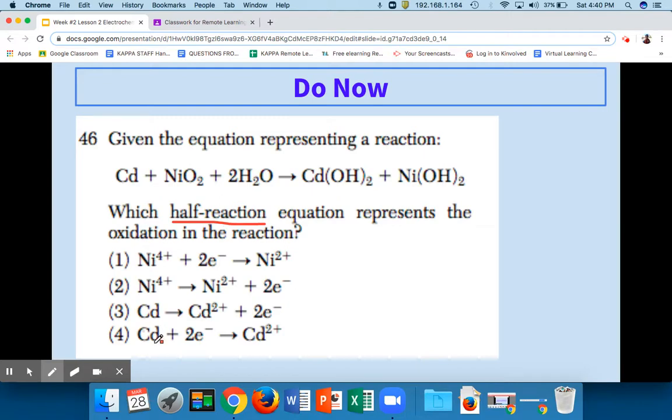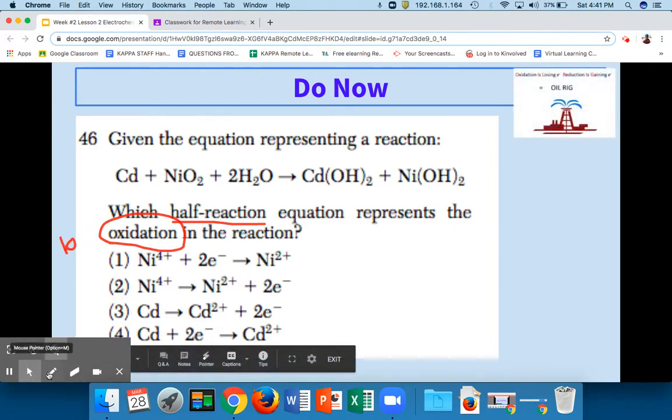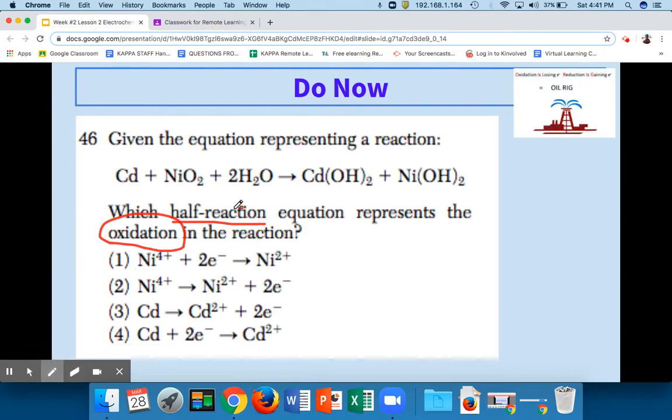How do we know these are half reactions? Take a look at them. Well, it only shows one element and they show electrons, so we know it's a half reaction. And we're looking for oxidation. So oxidation is what? Oxidation is losing. We have OIL RIG to remind us that oxidation is losing.